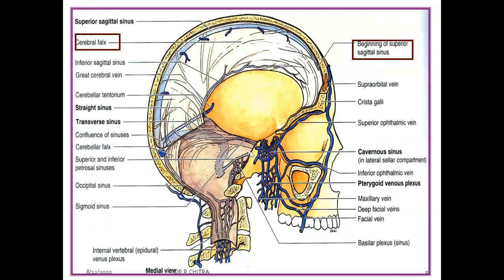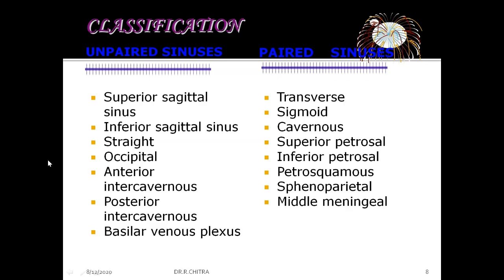Classification of the dural venous sinuses. We should classify. The question may be, what are dural venous sinuses? Classify dural venous sinuses. We have told the formation and the characteristics. Now classify the dural venous sinuses.